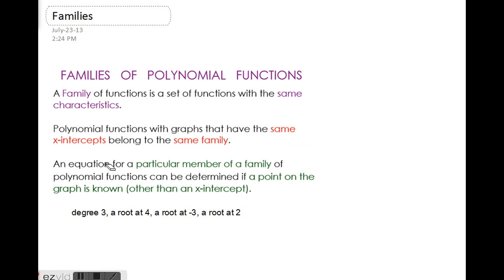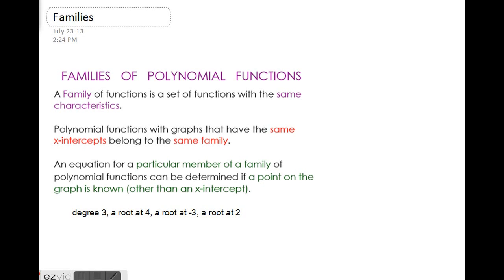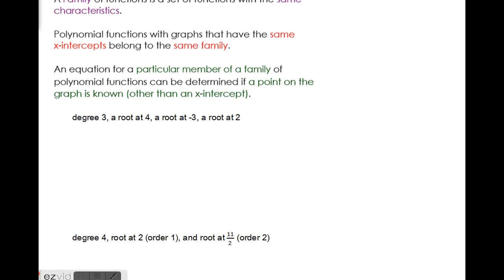A unique equation for a particular member of a family of a polynomial function can be determined if a point on the graph is known, other than the x-intercept. In other words, you need to be given some more information to actually find the unique version of the equation. So let's do some examples.